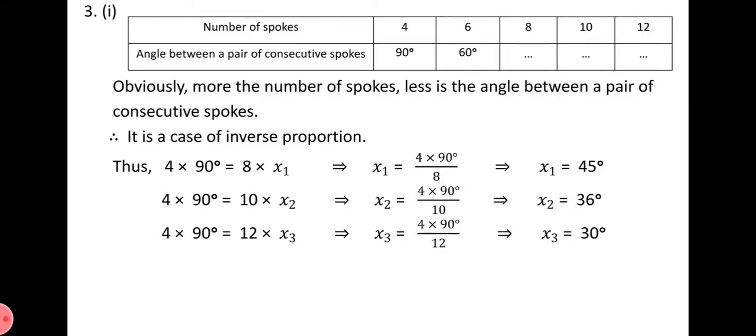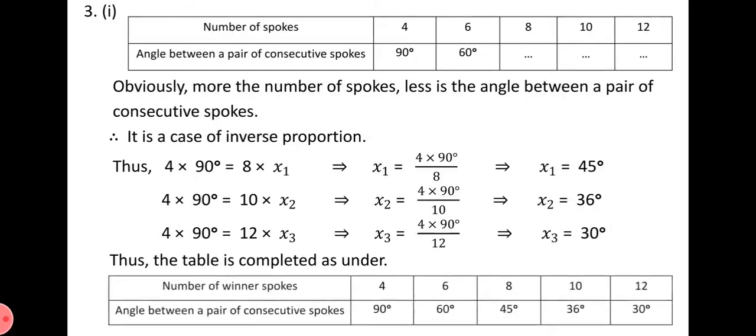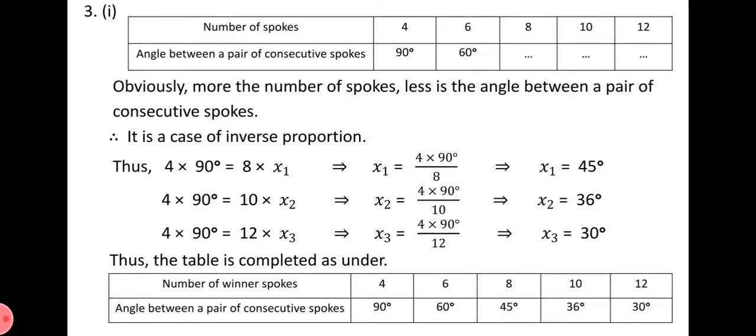Now for question number 2 of this question, it is asked: calculate the angle between a pair of consecutive spokes on a wheel with 15 spokes. Now we have found for 8, 10 and 12. Now it is asked that if there are 15 spokes, then what would be the angle between a pair of consecutive spokes? For question number 2, first let us complete the table here because we forgot this. So the table will be completed in this way.